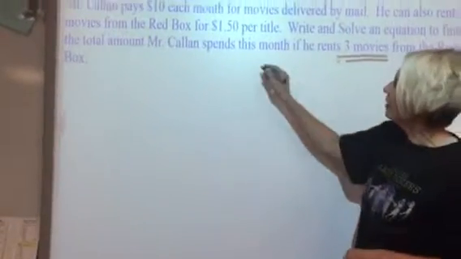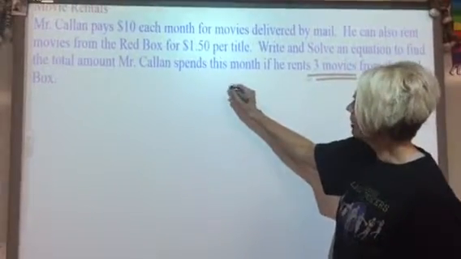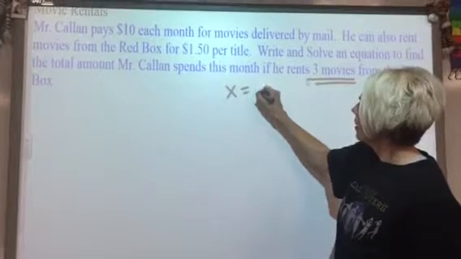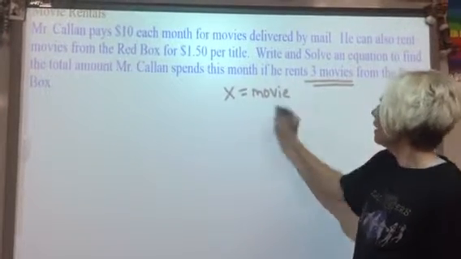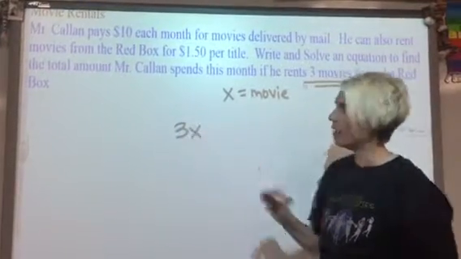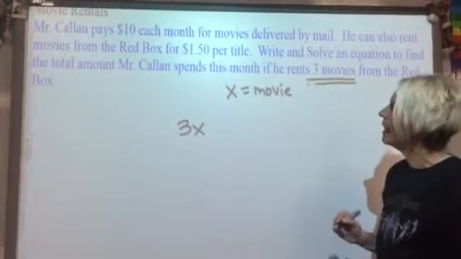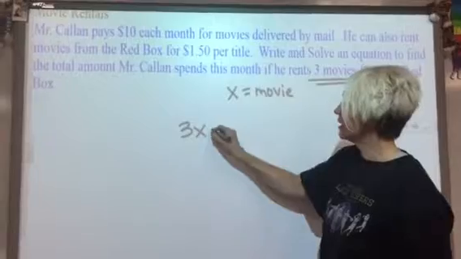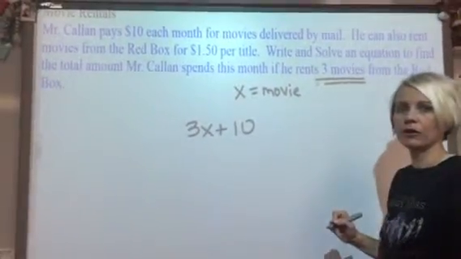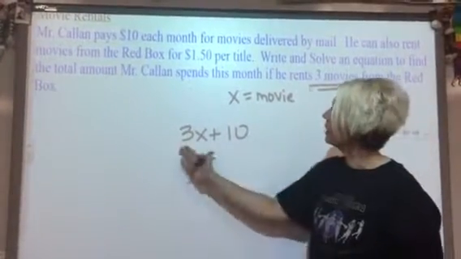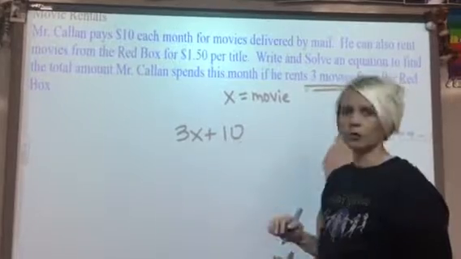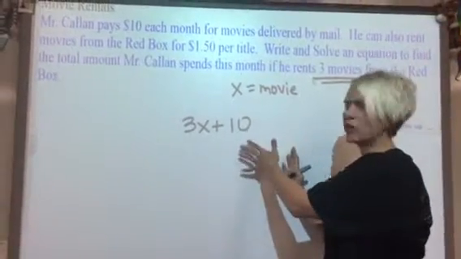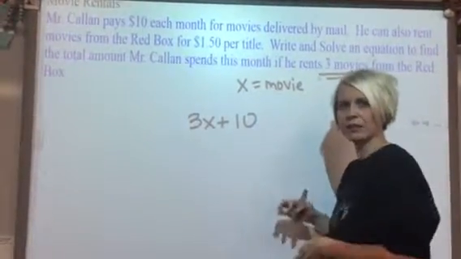So let's just have a variable here. Let's have X be the movie. And so he's going to rent 3 movies that would look like this. And then he has to pay for those movies that are delivered by mail. So that's going to be $10 per month no matter what. So this is an expression that we could use to represent that total. I'll do an example with you tomorrow so you can kind of understand that a little bit more. All right.